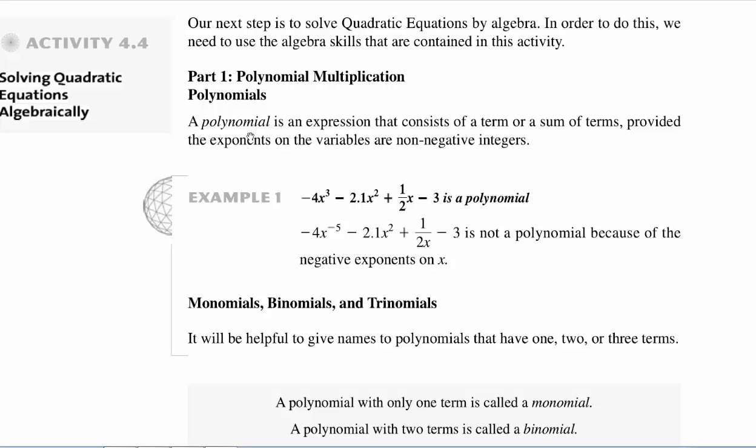All right, well, first of all, a polynomial is an expression that consists of a term or a sum of terms, provided the exponents on the variables are non-negative integers. So this first example is a polynomial because we have no negative integers for exponents. The second one, you can see this x to the negative 5 is going to give us a problem. So this would not be considered a polynomial.